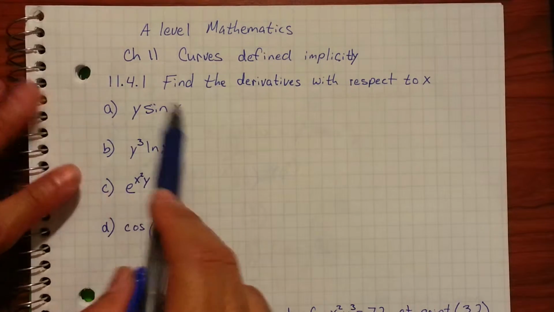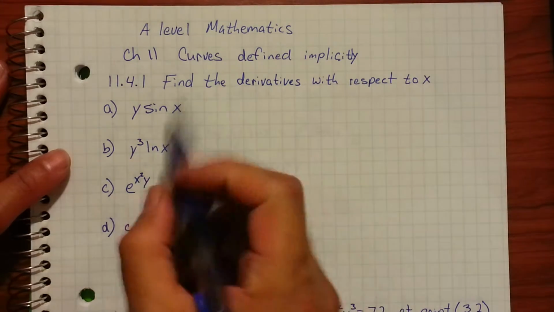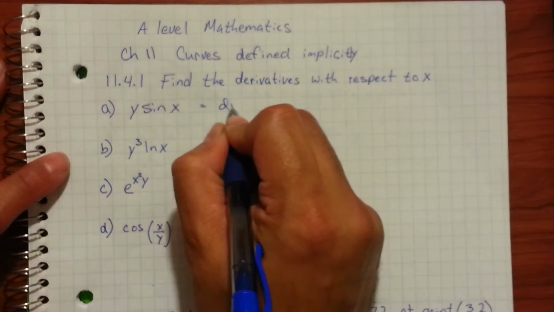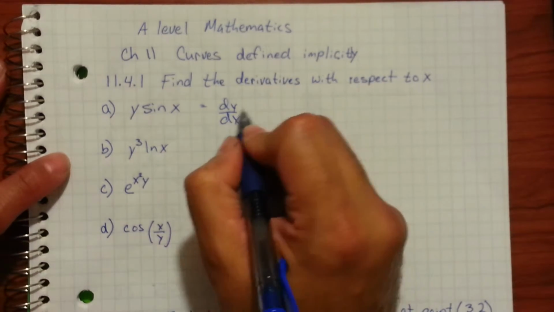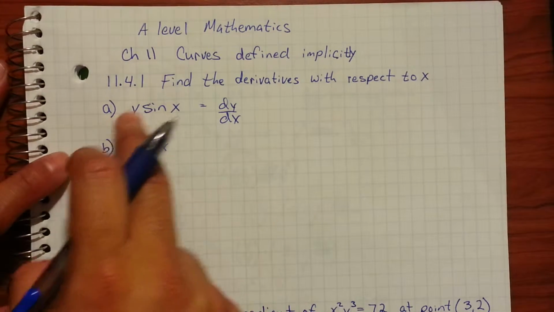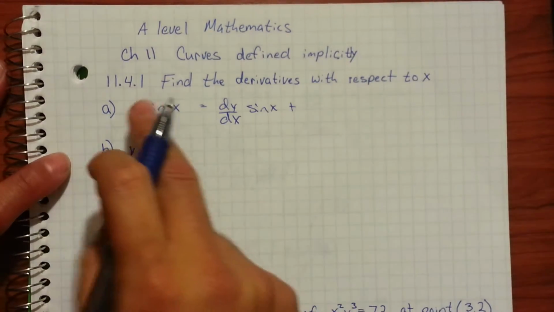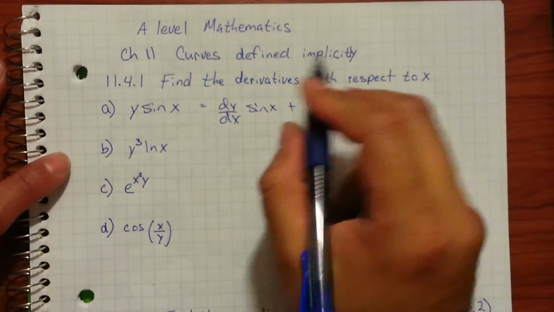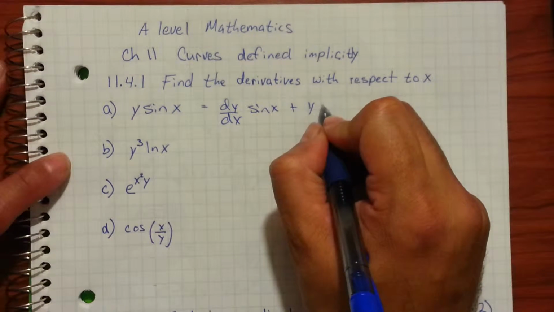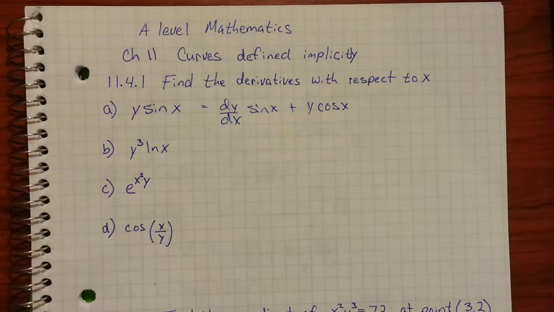Now since we have a y and an x together, right here in between the two they're being multiplied. So now the derivative of y is going to be dy/dx, okay, times, because this is a product rule, so the derivative of this times this, so I get sine x plus y times the derivative of this, so the derivative of sine is going to give me cosine x. And that's it for that.